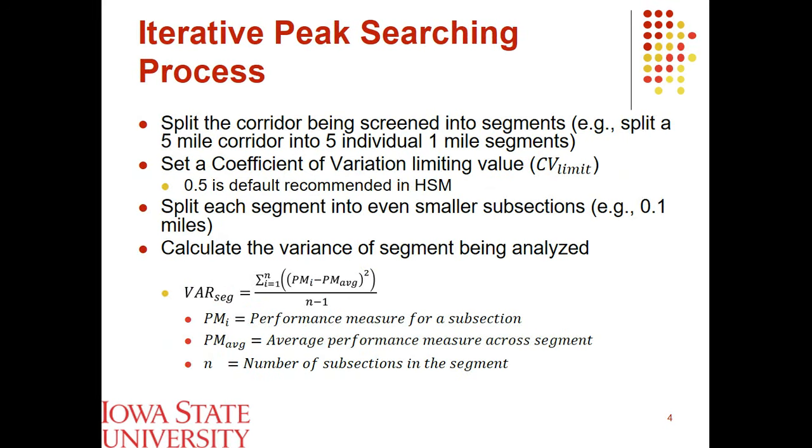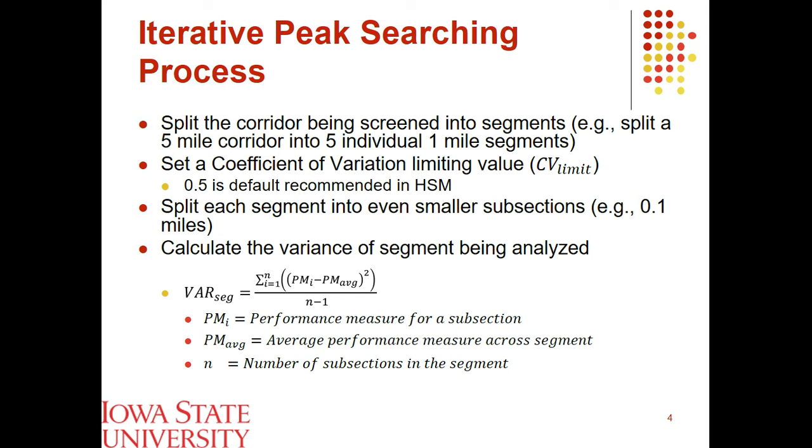When we talk about peak searching, we're going to talk about an iterative process. The first step of which is to split the corridor we're analyzing into segments. If we have a 5-mile long corridor, we might choose to split that corridor into 5 individual 1-mile segments. And then we could rank those segments based on the process that we're going to discuss. Before we get too far into our calculations, we want to set a limiting value for the coefficient of variation. Using the Highway Safety Manual default recommended value, we would use 0.5.